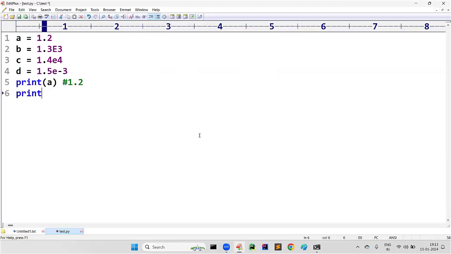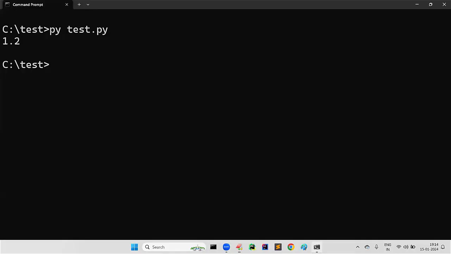Now I want to print the value of b. 1.3 into e to the power 3. Just now I told you the e value is 10. 10 cube means it will become 1000. What output are we going to get? 1300.0 we will get. Let me cross check.